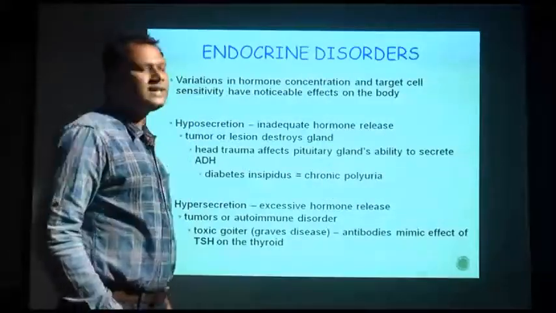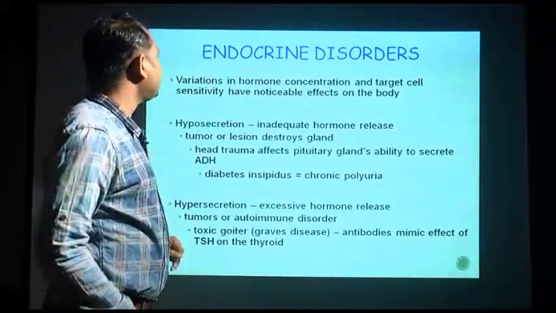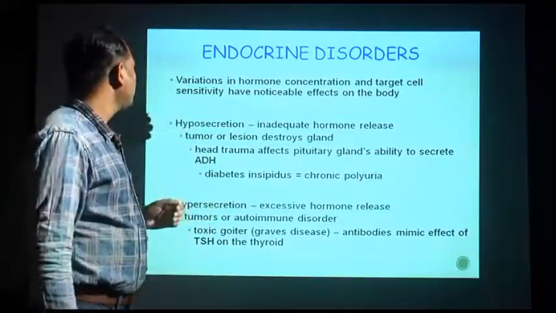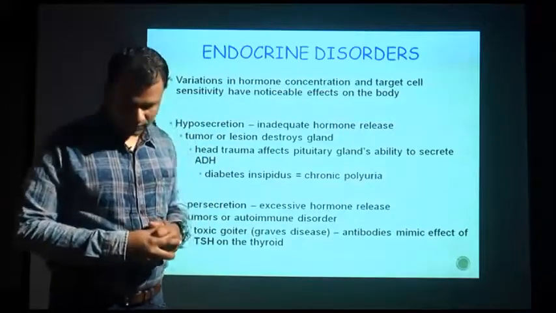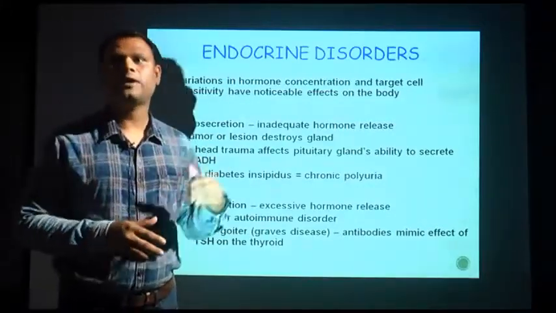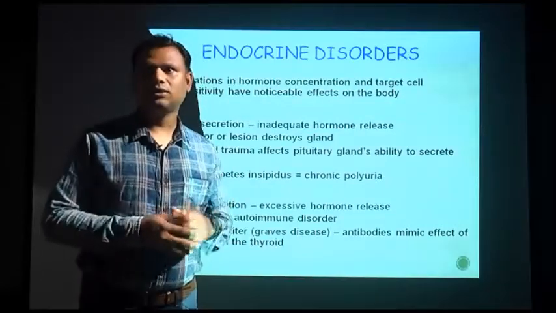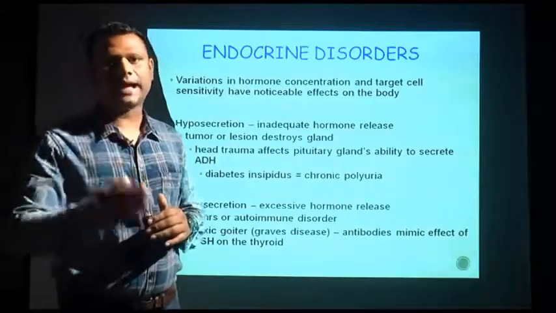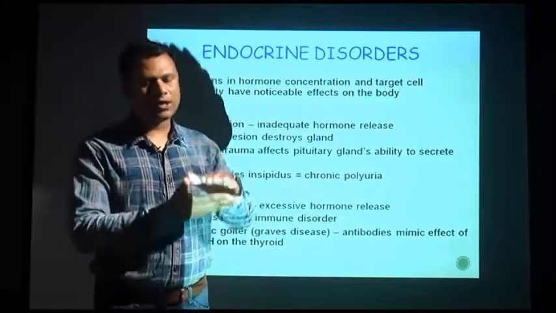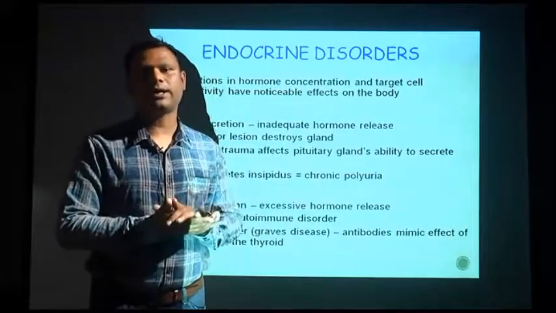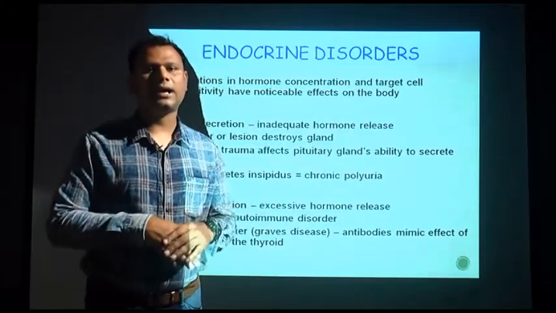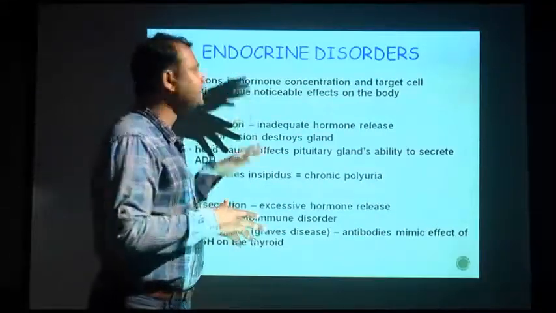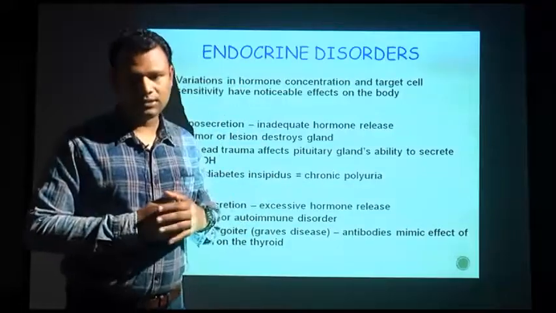So, what is a disorder actually? Variations in the hormone concentration and target cell sensitivity have noticeable effect on the body. Yes, that is true. The effect of the hormone can be seen, but the important part is that if the hormone effect is abnormal, that means either an upregulated effect or a downregulated effect, it is known as a state of imbalance. In that case you can say it is a disorder or endocrine disorder.